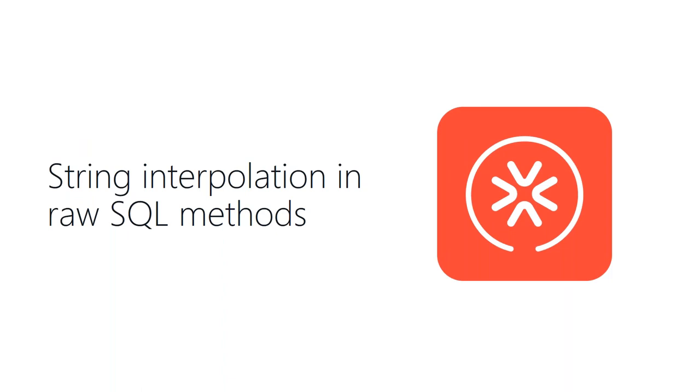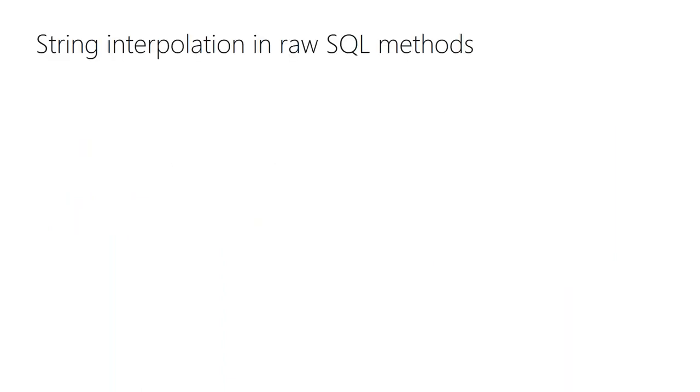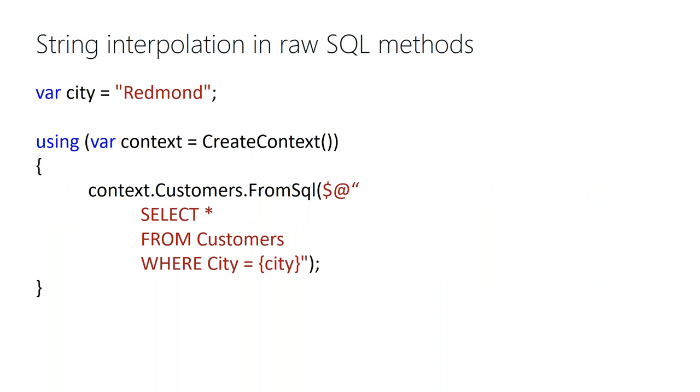So the next thing that we can do is another interesting new feature, string interpolation in raw SQL methods. Basically, what we're saying is now we can explicitly have raw SQL statements inside of EF Core, and we can incorporate parameters inside of these raw SQL methods. So let's take a look at this.